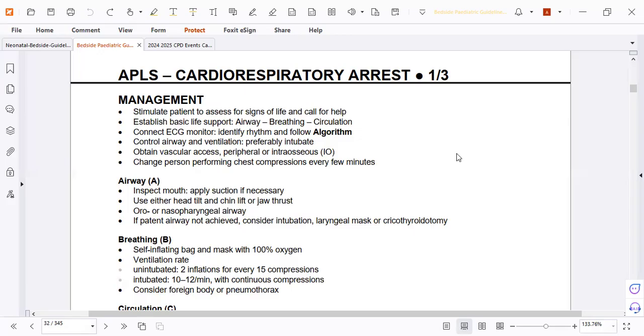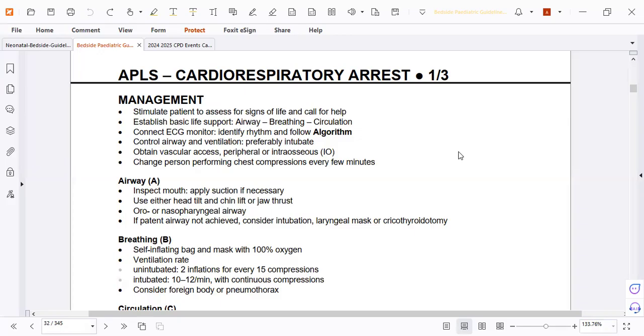So first of all, when you face such situations, you have to start with something basic. You have to stimulate the patient to assess for signs of life and then call for help, okay? Establish the basic life support. You will go by ABC, which is airway, breathing, and circulation. Connect the ECG monitor, identify rhythm and follow the algorithm. We will have a look at this algorithm later.